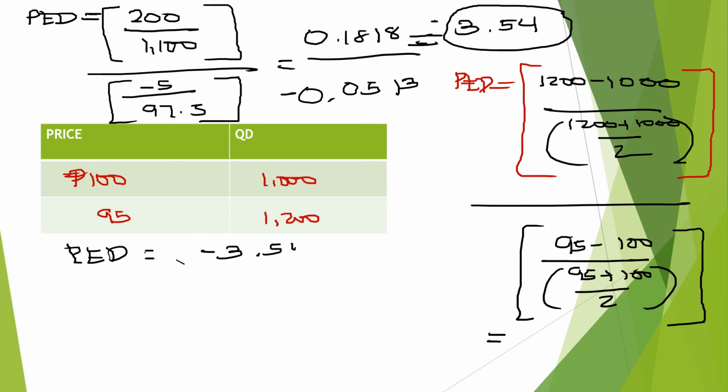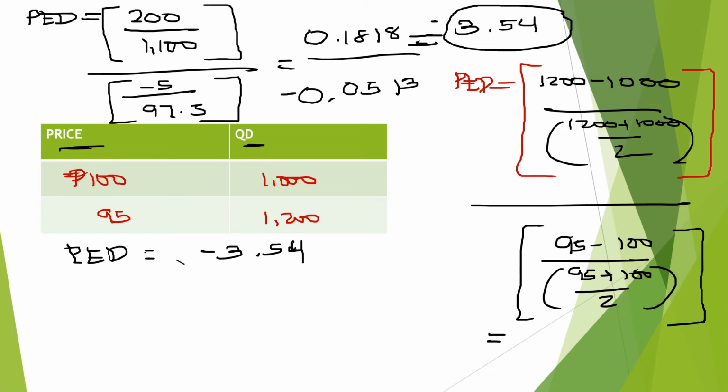However, please take note that when we are trying to interpret or identify the type of demand, we are not anymore concerned with the negative sign. The negative sign is simply telling us that there is an inverse or indirect relationship between the price and the quantity demanded. So whenever we're computing the price elasticity of demand, it is very normal to get a negative coefficient. Okay? It doesn't mean anything other than that they have a negative or inverse relationship. So that is already expected.